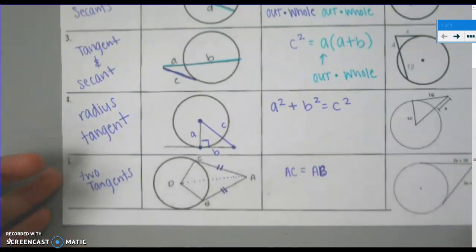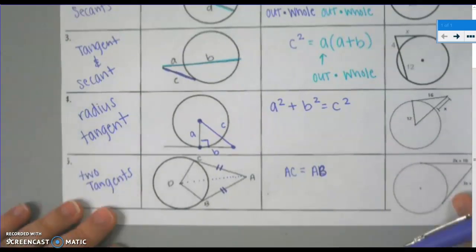All right, so those are the formulas. And again, we're going to be doing these examples in class.